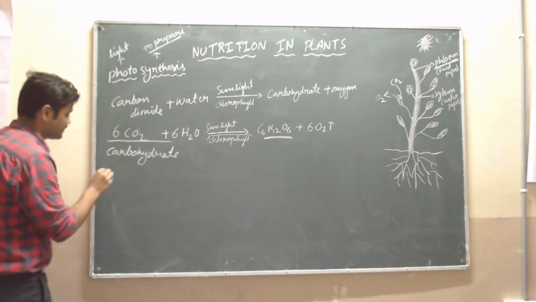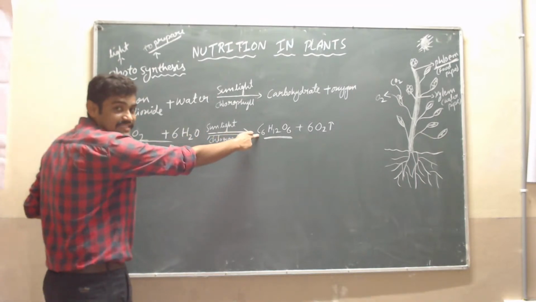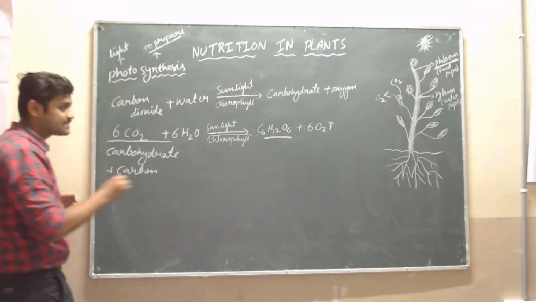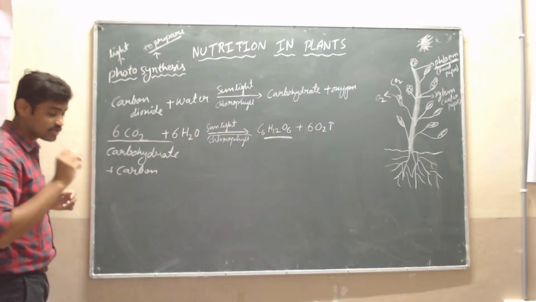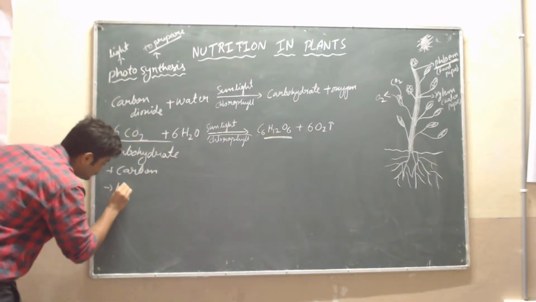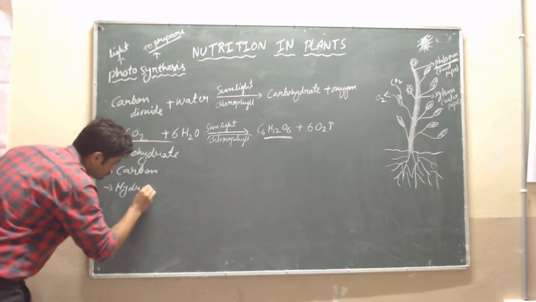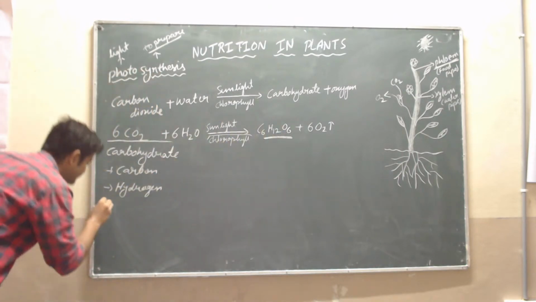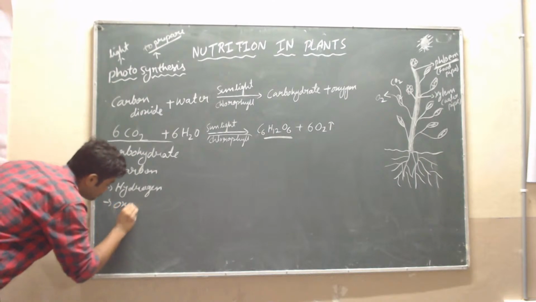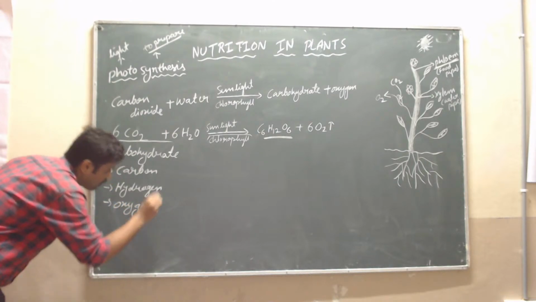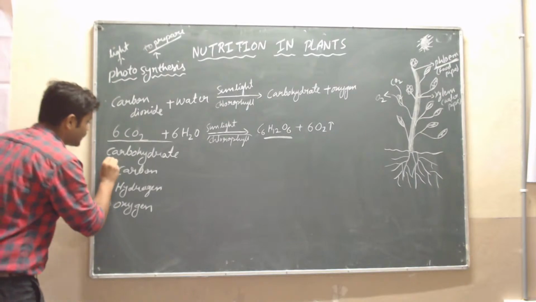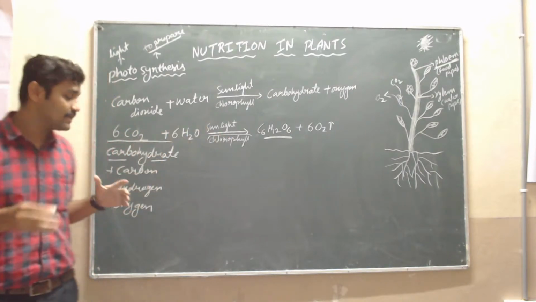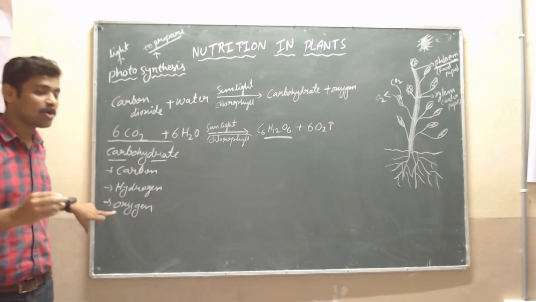Carbohydrate contains carbon, then hydrogen, H for hydrogen is there, then oxygen is there. If they want to prepare carbohydrate, they need carbon, hydrogen and oxygen.